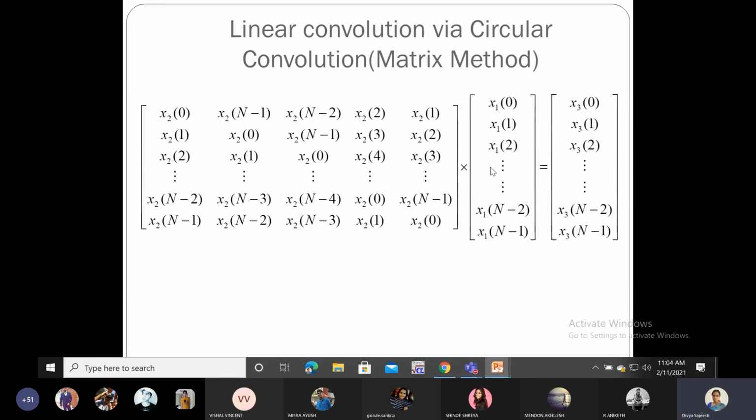Now the second matrix you will write as a column matrix of the elements of x1 of n. So x2 of n will be shifted circularly and will form the first matrix, and x1 of n will form the second matrix. Then multiply them to get the third matrix, x3 of n. So this is the circular convolution using the matrix method to obtain the third signal.